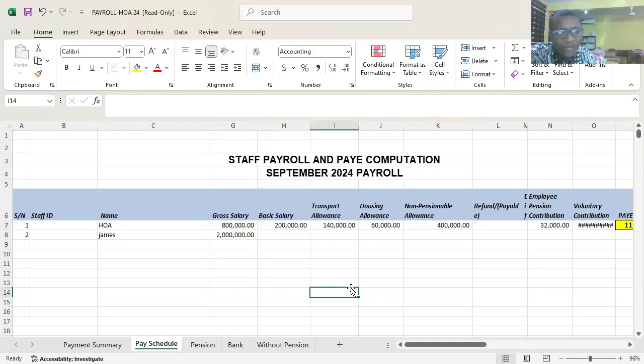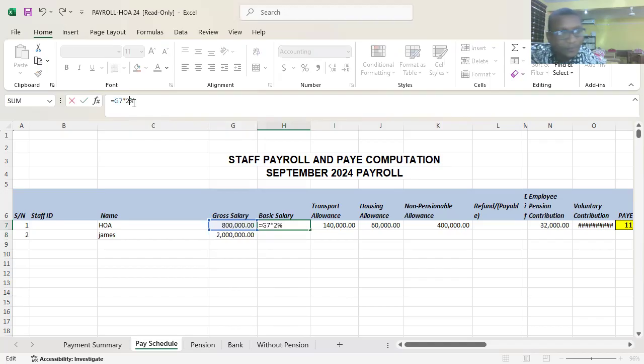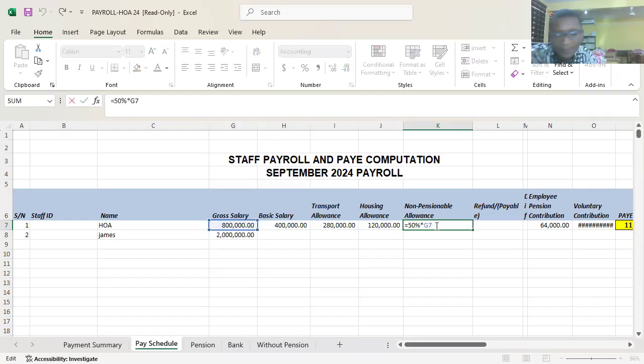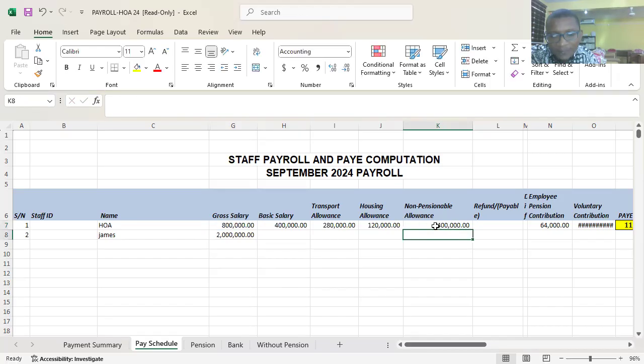Don't forget that what we have shared so far, let's change this one to 50%. So the 50% is 400. But that 400 is now divided into another two, transport and housing. Then we have non-pensionable. It depends if you want to go this way. It's not a standard, but this is another format. We use about 3 formats when we're doing our payroll. So this is another 50% on the basic salary, which is fine.